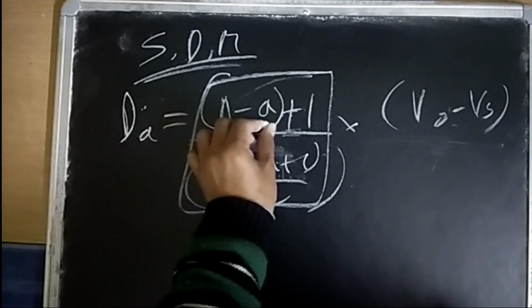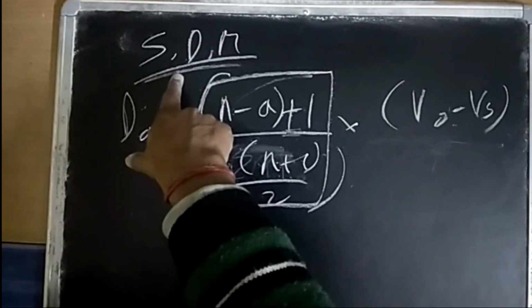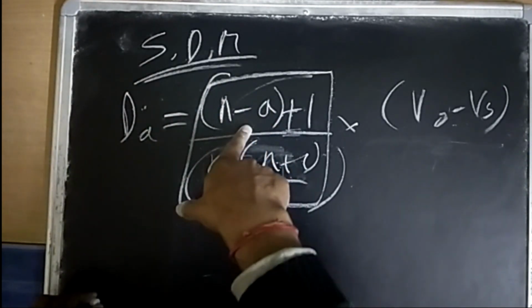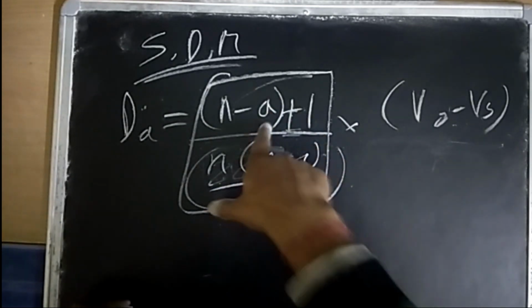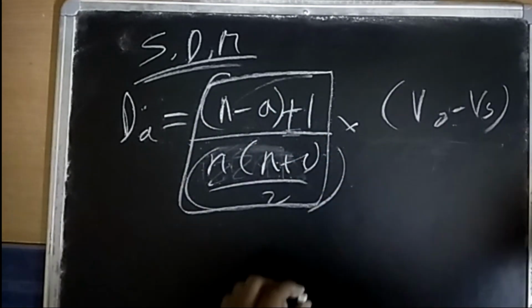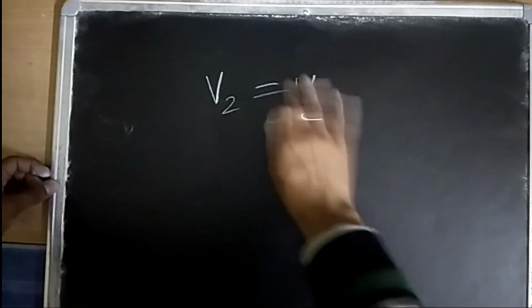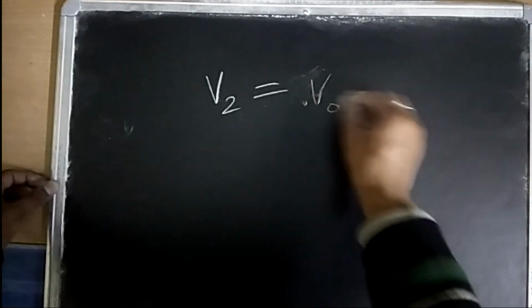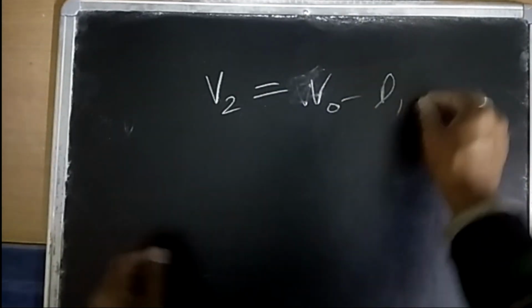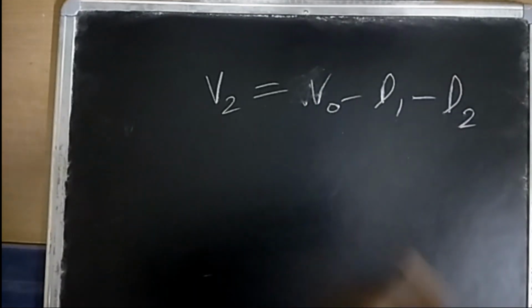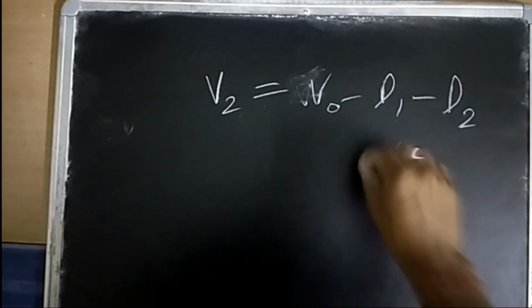N minus A, how much year is left in sum of digits year method, how much year is left plus the year of the A itself, divided by the sum of n natural numbers. This is how you find this. And again in here, if we want to find the V2, it is V naught minus the depreciation of first year minus the depreciation of second year. This is how you calculate. There is no F here, okay? You need to calculate individual depreciation by that and minus them, okay?